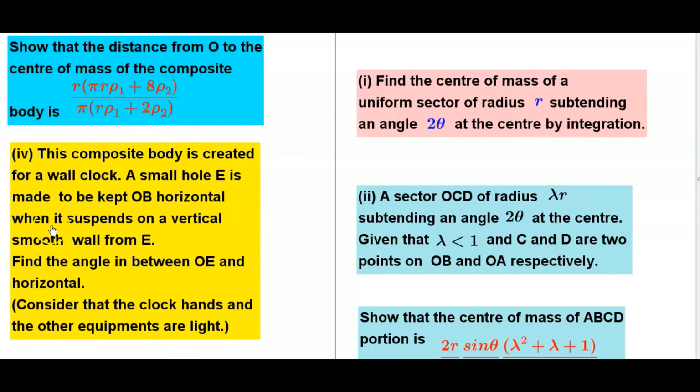Fourth part, this composite body is created for a wall clock. A small hole E is made to keep OB horizontal when it is suspended on a vertical smooth wall from E. Find the angle in between OE and horizontal. Consider that the clock hands and the other equipment are light.